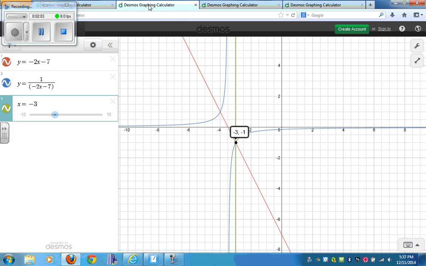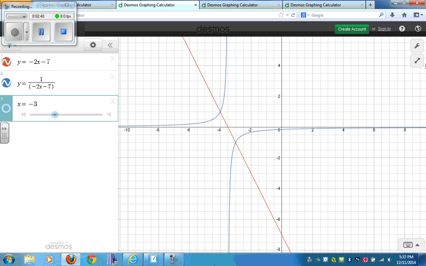Okay, let's try another one here. I'm showing you the punchline already. Here we have another line. I can see that my y-intercept is negative 7, and it has a slope of negative 2. So if I rise 2, 1, 2, then I run back 1. If I go up 2 and back 1, that is my slope. So what's it going to look like if I graph the reciprocal, or 1 over negative 2x minus 7?